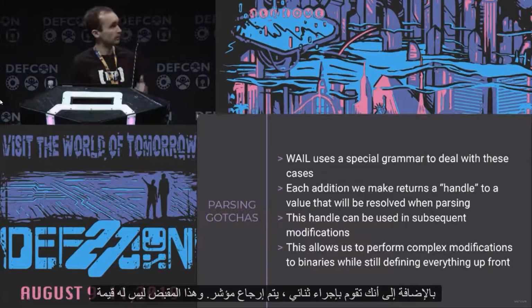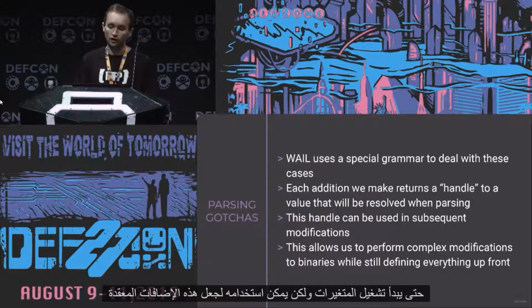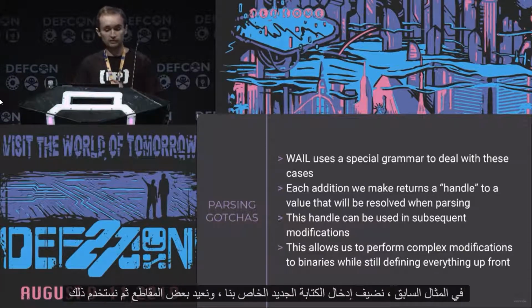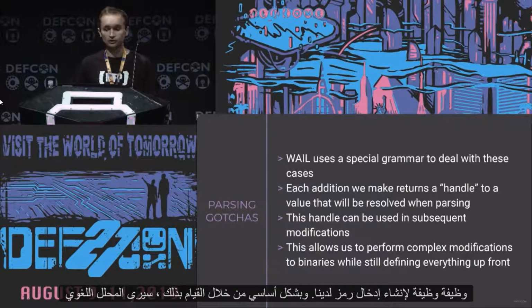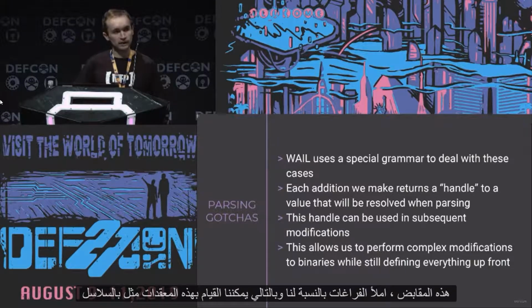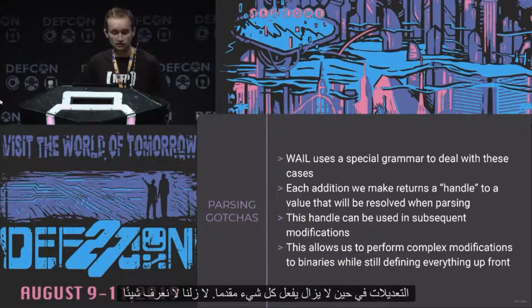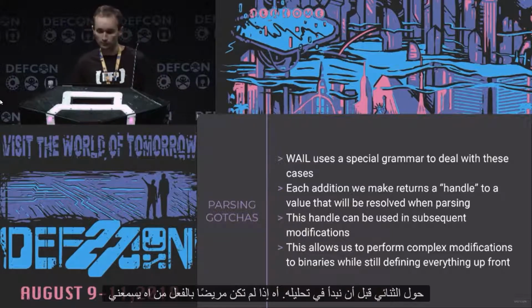Basically, every addition you make to a binary, you're given back a handle. And this handle doesn't have a value until the parser starts running, but it can be used to make these complicated additions. So in the previous example, we add our new type entry, we're given back some handle, and then we use that handle when we define our new function entry. And then we use the handle from that new function entry to create our code entry. And basically by doing this, the parser will see these handles and fill in the gaps for us. And so we can do these complex, chained modifications while still doing everything up front. We still don't have to know anything about the binary before we start parsing it.